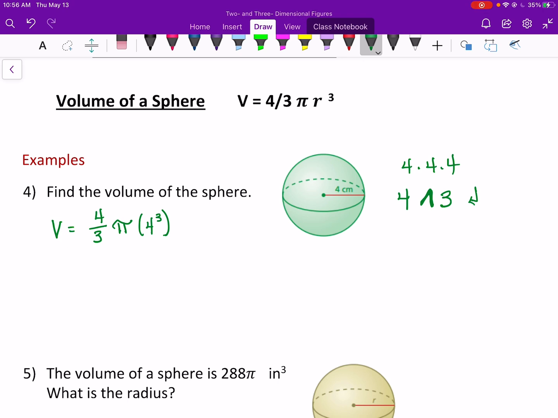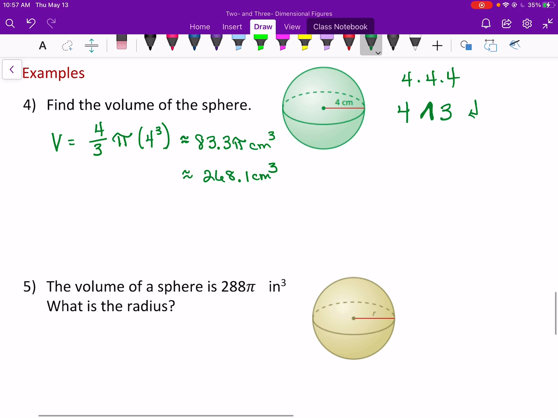All right, so I have 4 to the 3rd times 4, which is 4 to the 4th, divided by 3. It's going to be 83.3 pi centimeters cubed. And again, you can leave it in terms of pi. If you take that answer times pi in your calculator, you will get 268.1 centimeters cubed. And I don't care if you leave your answers in terms of pi or get decimals.